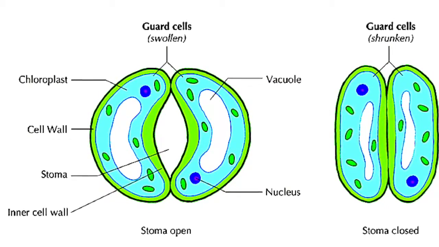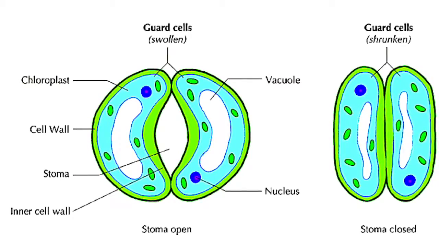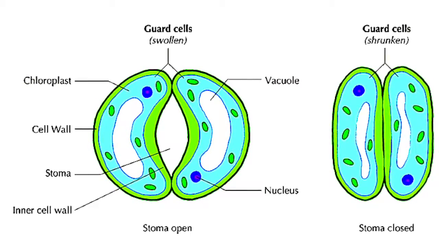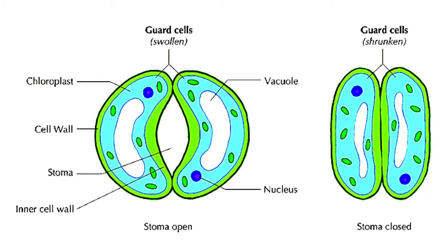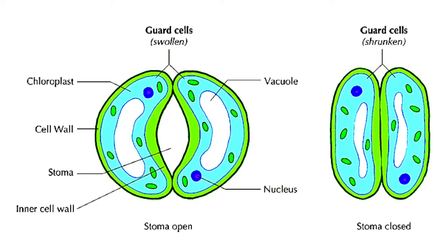The movement of water in and out of the cell is controlled by the transportation of potassium ions. Potassium is a positively charged ion in the cell.